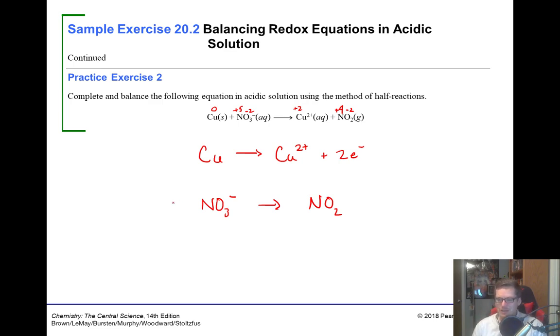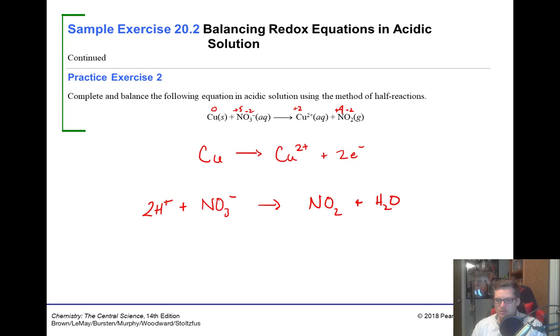Now let's try the bottom one. This one's more complicated. Nitrogen is balanced. Now we have to balance our oxygens. This one has 3 oxygens, this one has 2 oxygens, so we need one more water over here. So that's an H2O that goes right here. Now our oxygens are balanced. Now we balance our hydrogens by adding H plus. We need 2 hydrogens over here.